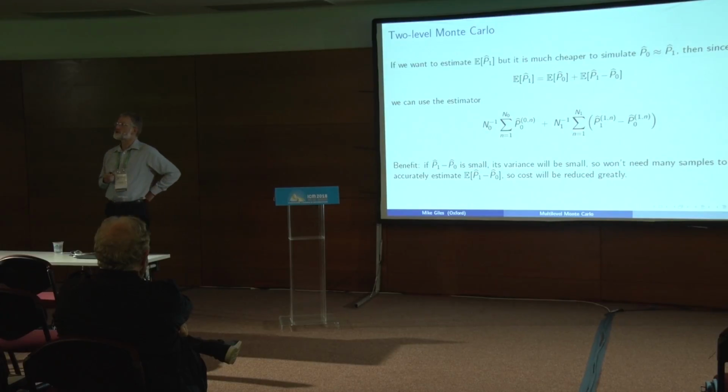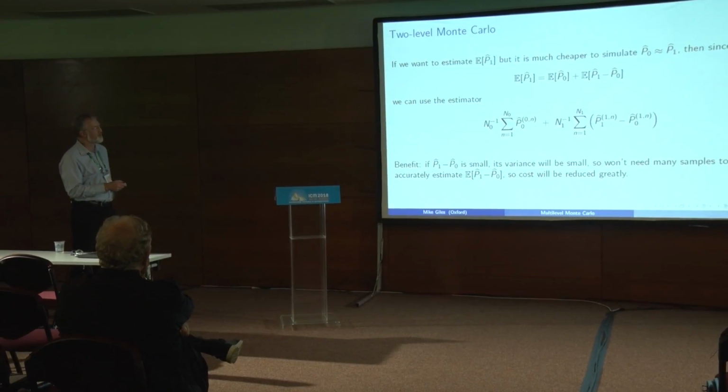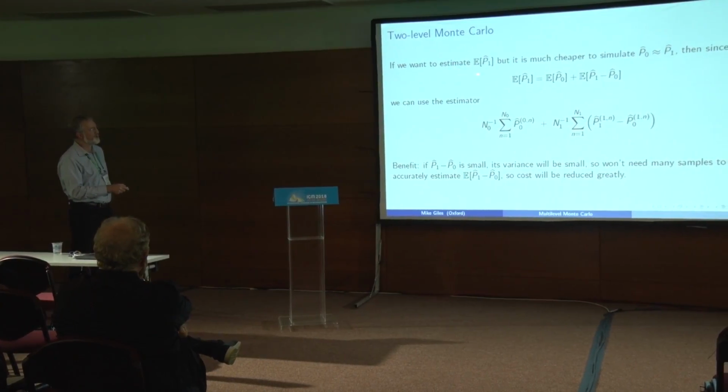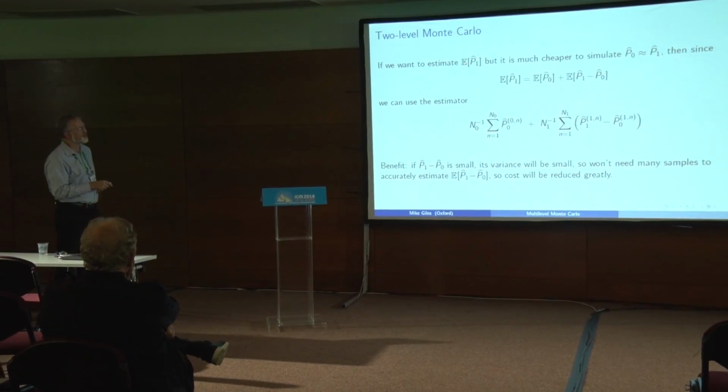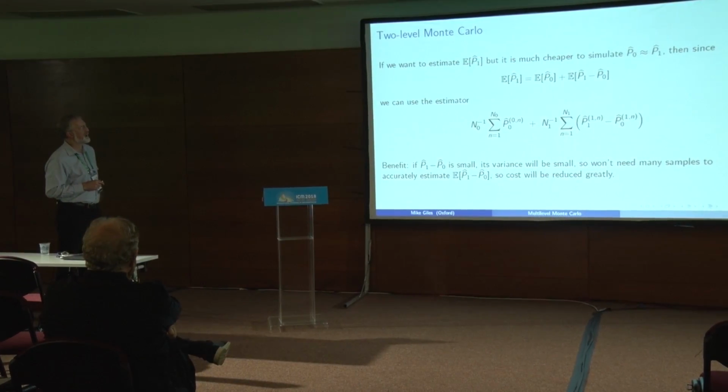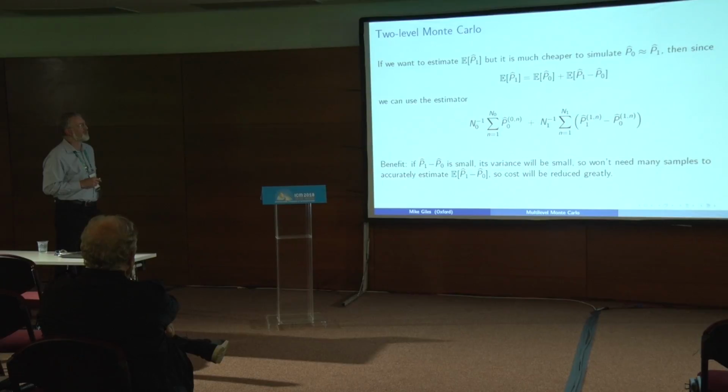So how are we going to do that? Well, this is the key slide. And it really is an incredibly simple idea. Suppose there's some quantity we want to estimate the expected value of. So the expected value of p hat 1. But there's some other quantity p hat 0, which is much cheaper to simulate than p hat 1. And yet p hat 0 is close to p hat 1.